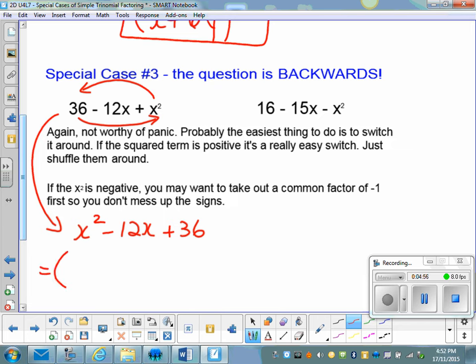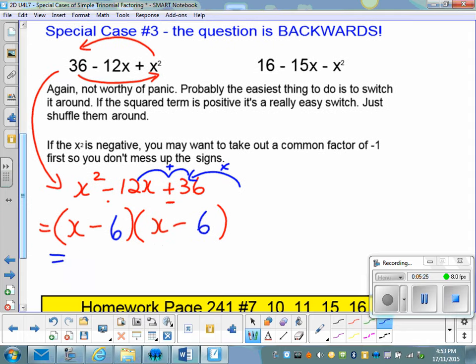So we need 2 numbers that are the same sign, because that's positive, and in this case we've got a negative there, so these signs will both be negative. So we have x and x, two negatives, so we need two numbers that multiply to get 36 and add to get 12, and so that's going to be 6 and 6. So our answer for this one is x minus 6 squared.